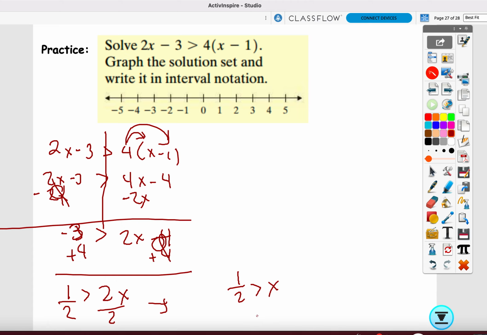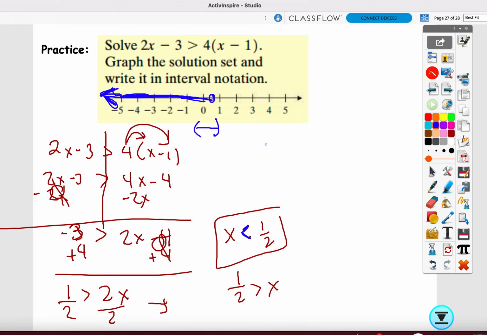I don't know how to graph this, so guess what? We have to rewrite this. 1/2 greater than x is the same thing as x is less than 1/2. So that's an extra step that we can avoid by just moving x's to the left, guys. I should have done this as an example, but my apologies. So we want 1/2, right? 1/2 is between 0 and 1, and it's an open circle because it's less than. And it's to the left because it's less than, it's pointing to the left, and it's going to be a parenthesis to the left. So it'll be parenthesis negative infinity to 1/2 parenthesis, and we're done.